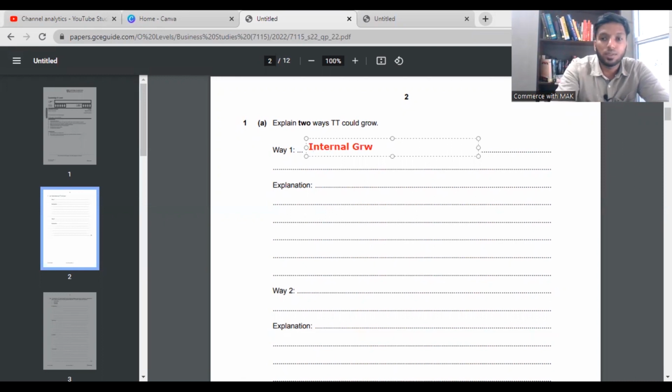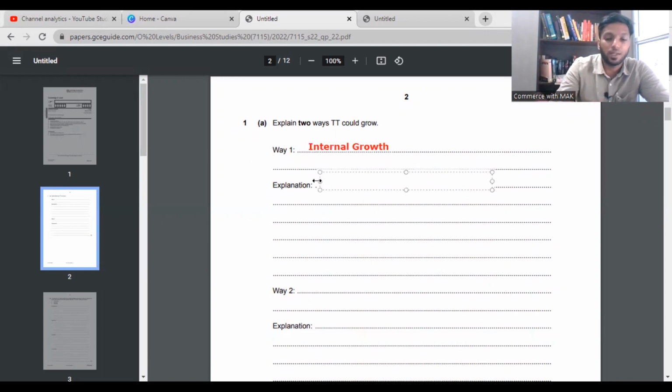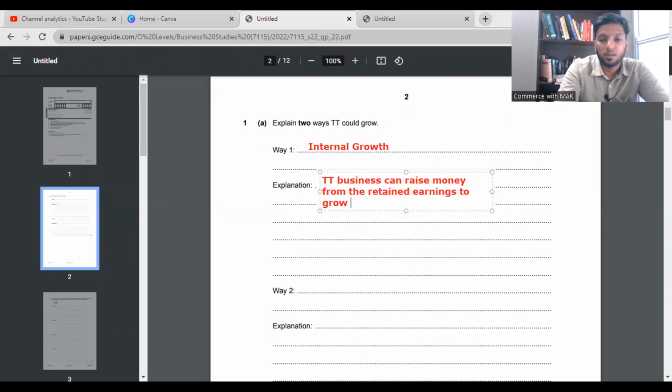So internal growth: the business can grow through its inside capacity. So they can expand the business by using the retained earnings. The TT business can raise money from the retained earnings to grow the company, and also develop new products to increase the market share.